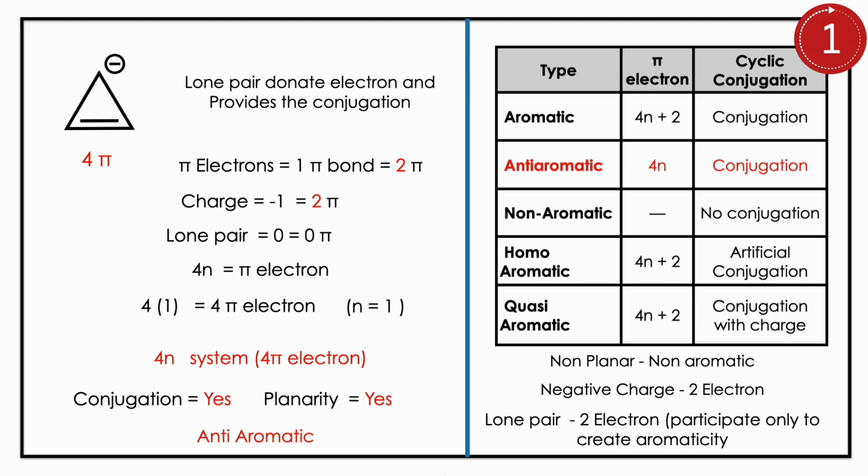So it is a 4n system with 4 pi electrons where n equals 1. The system is definitely conjugated because the negative charge can help for the conjugation, and planarity is definitely there. So 4n system, conjugated. Planar means the given compound is anti-aromatic.